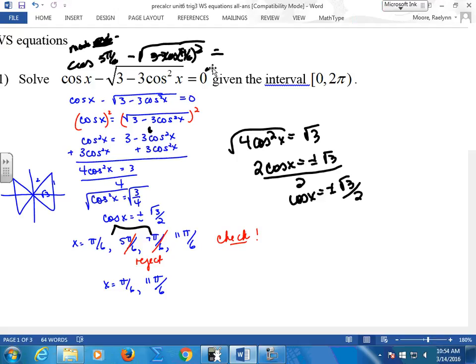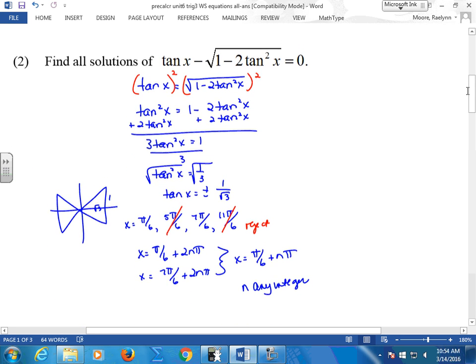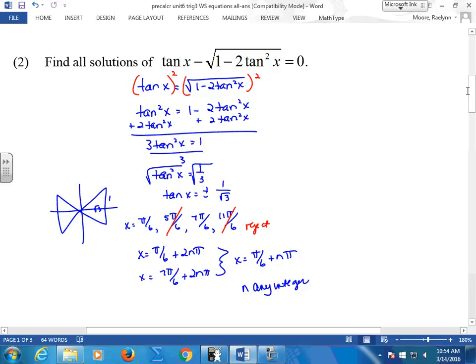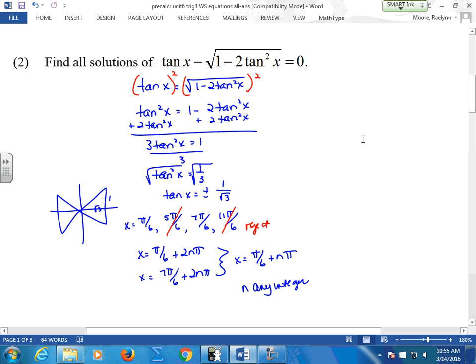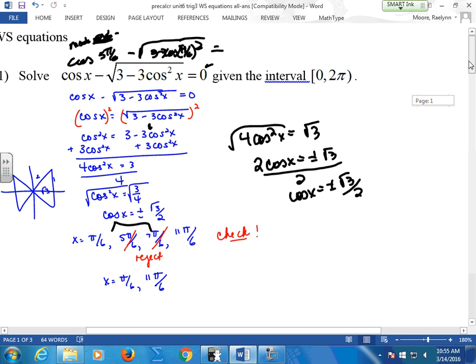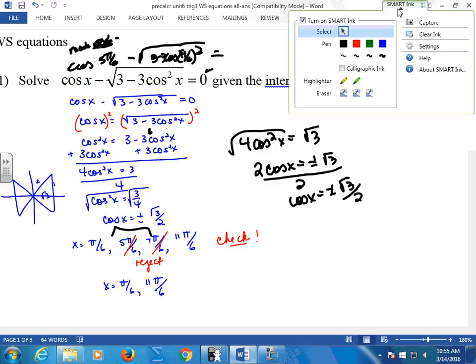For some odd reason, my pen is writing really, really thick. Yes, I checked it. I need to change my pen. Wait, can you go for 1 second? Yes. I'm just trying to see how I change my pen. Oh, there it is.